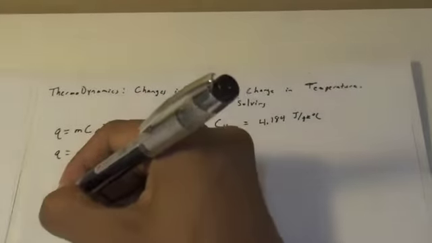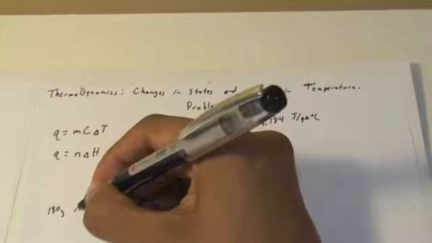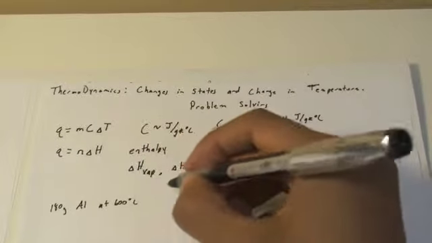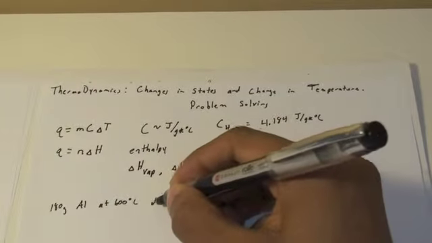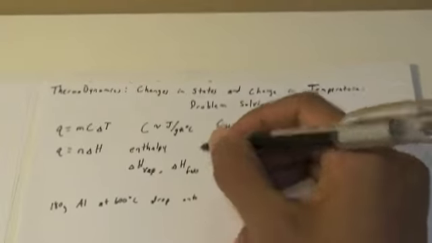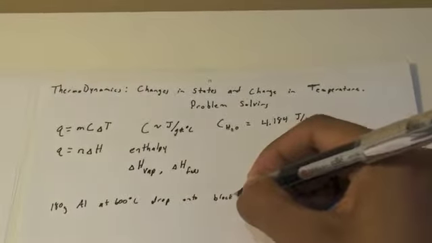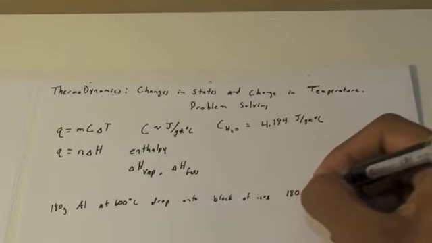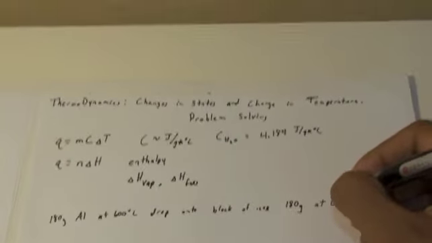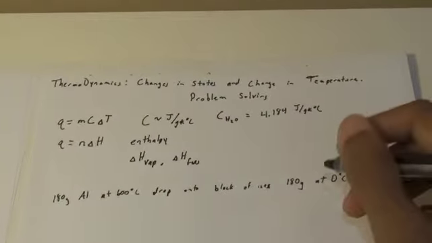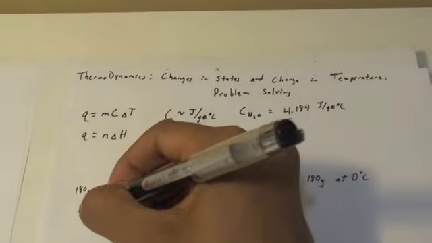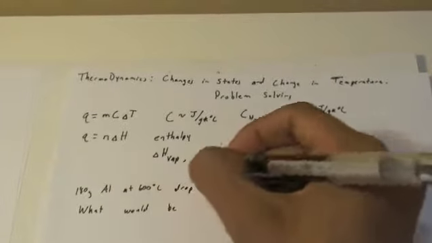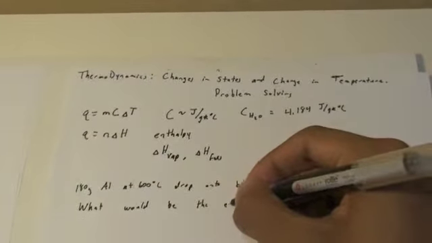So let's say we had 180 grams of aluminum at, let's say, 600 degrees Celsius. And we drop it onto a block of ice, which is 180 grams at 0 degrees Celsius. Alright, what would be the equilibrium temperature?